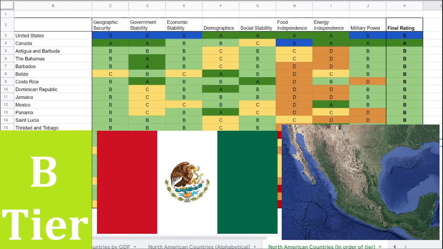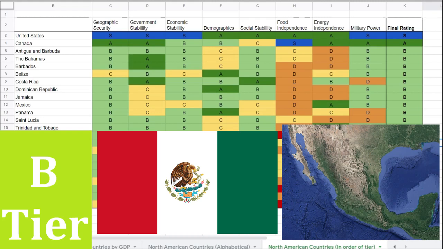Government stability is C. Yeah, corruption and bribery are pretty determinant in the Mexican government. The government is dysfunctional, has many issues, but at least it's stable. And the people who profit off of the government's corruption have an interest in maintaining the status quo. So, yeah, it's not D tier or anything, but the government there is not the best.